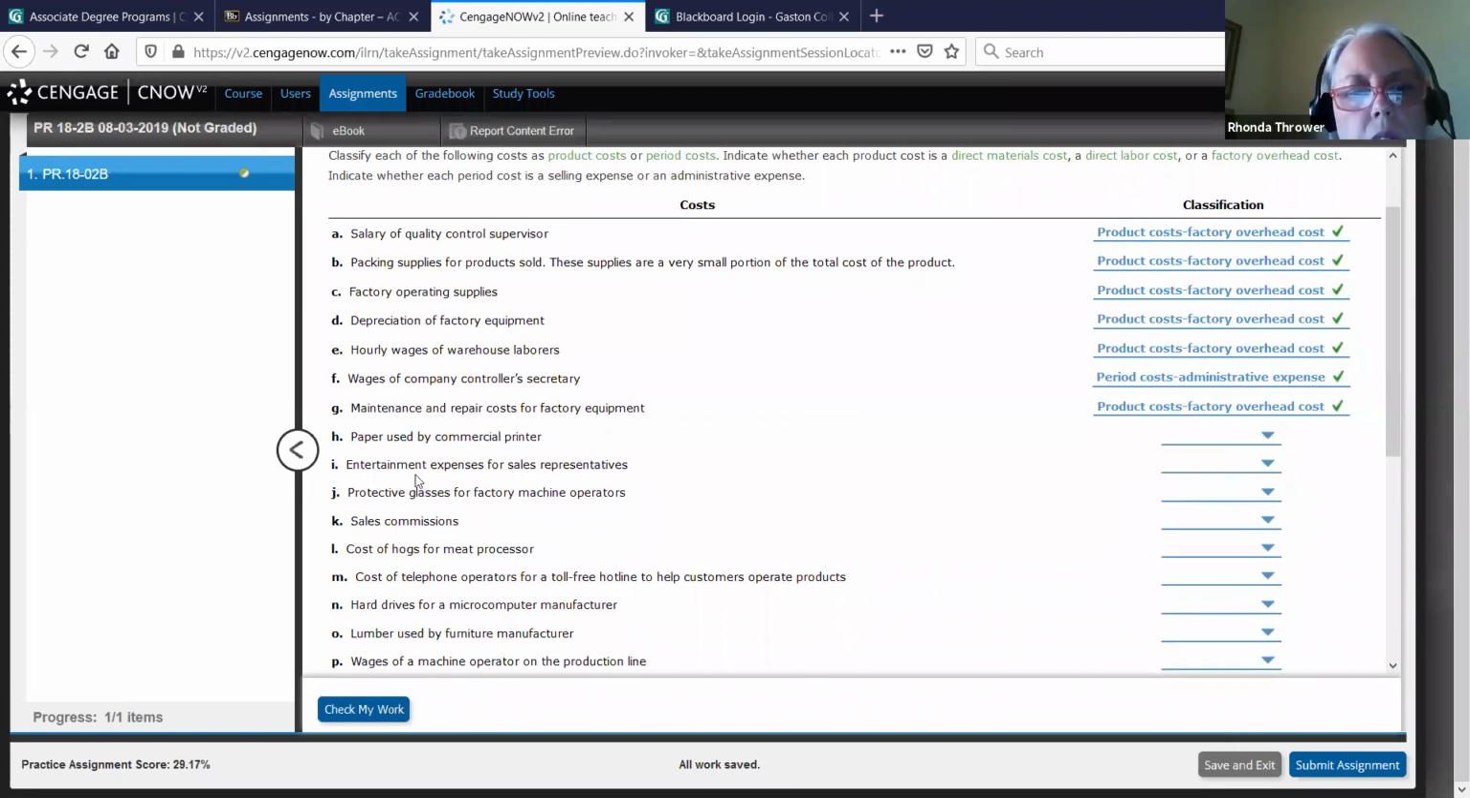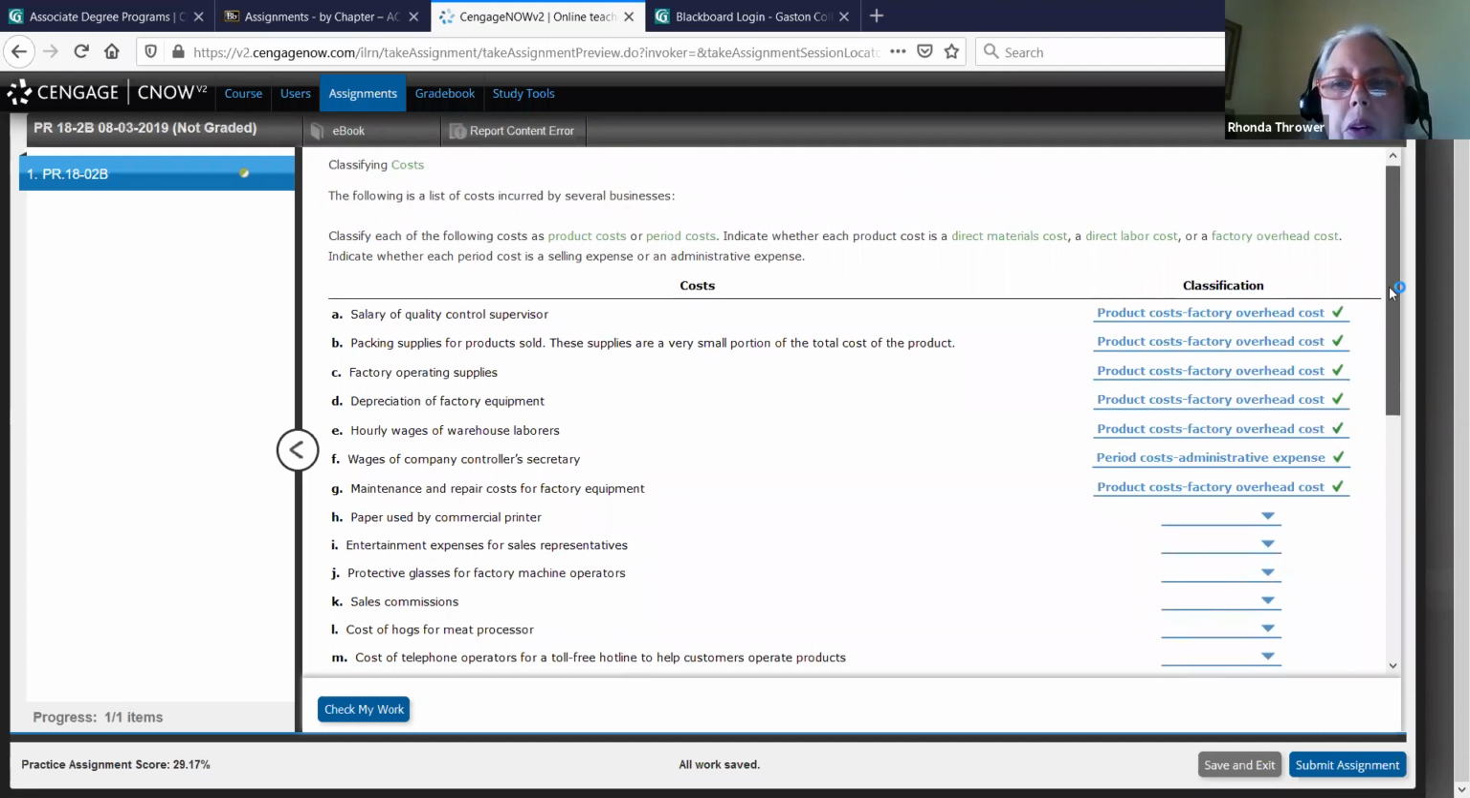The next cost has to do with paper that would be used by a commercial printer. If we're a printer, our paper is going to be a part of our direct materials cost. So this is direct materials, and it still would be a product cost.